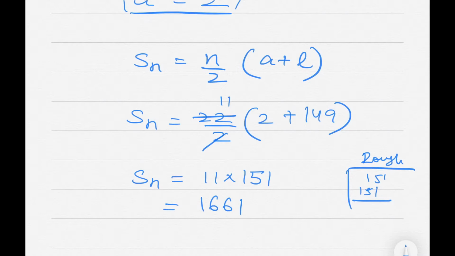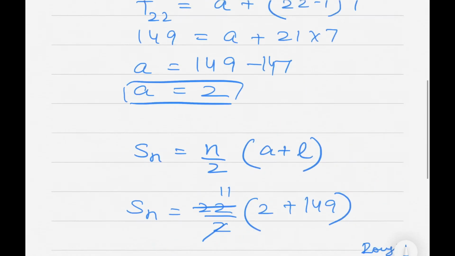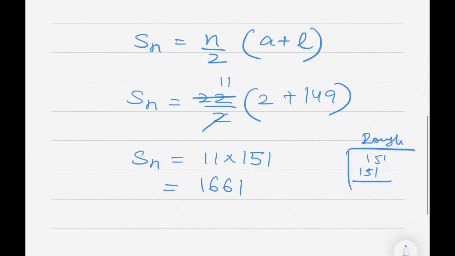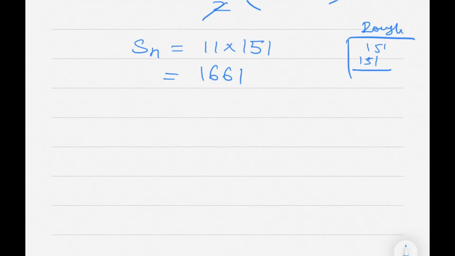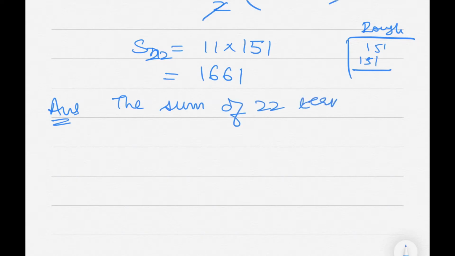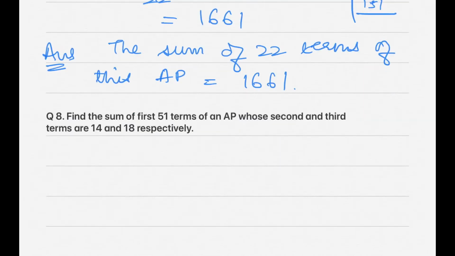Always you can do rough work on the right hand side of your sheet. So that's my sum. They had asked me to find out the sum only, so that's my answer. The sum of 22 terms of this AP is equal to 1661. That's my answer. Let's move to question number 8 now.